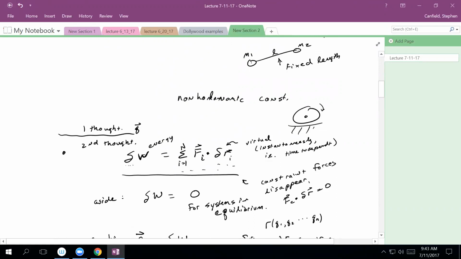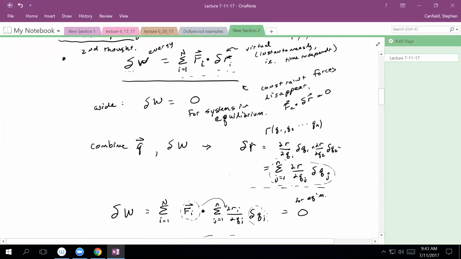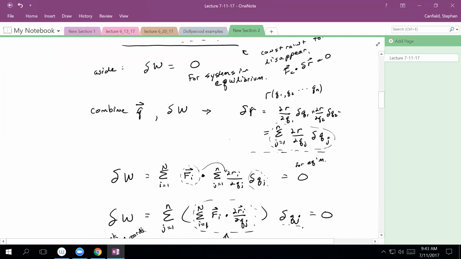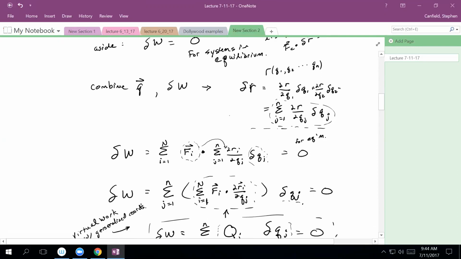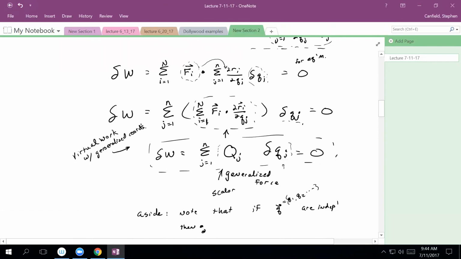The advantage of what virtual work did for us was it got rid of the dependence on the constraint forces. I took a little aside and wrote the virtual work in terms of the generalized coordinates. So I replaced the virtual displacement with the generalized coordinates here. When you put that back into virtual work, it gives you this idea of a generalized force.